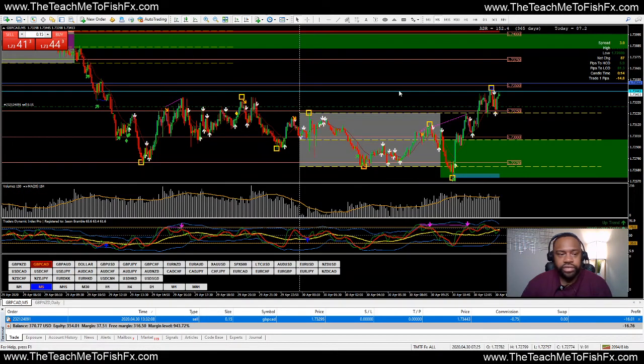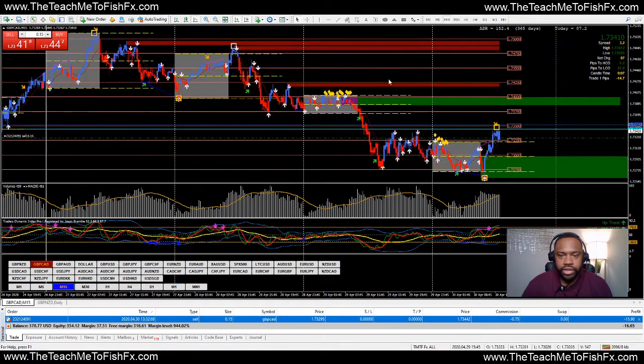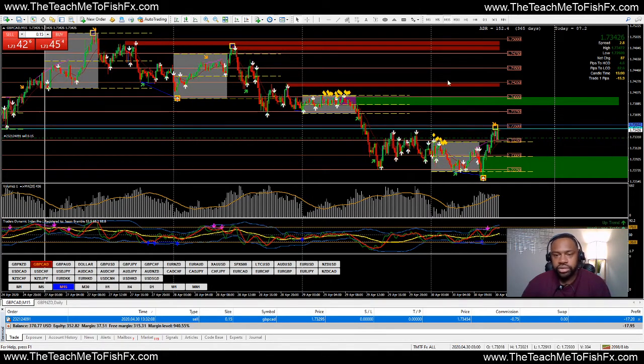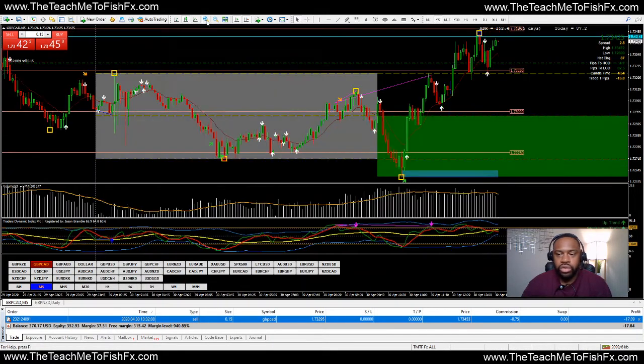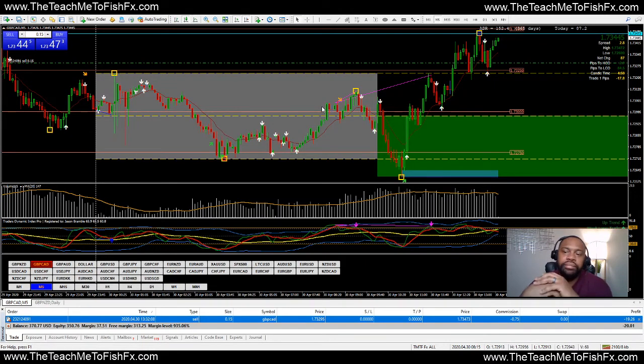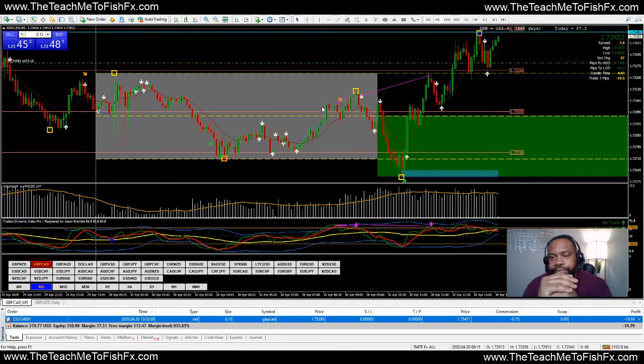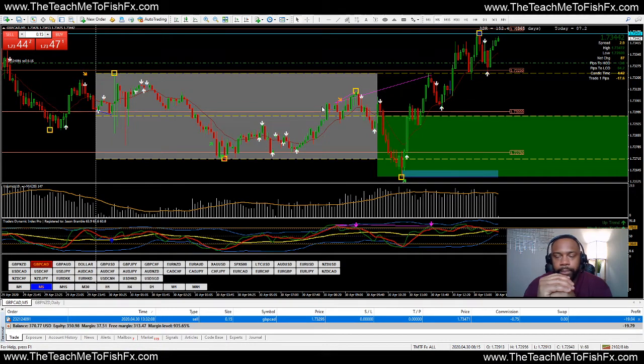Again, I'm basing it off of structure. I think I did this on the 15 minute. If price breaks this structure, then I'll go ahead and manually take myself out of the trade. I just don't want to be taken out of the trade by them manipulating the spread, which they do a lot.